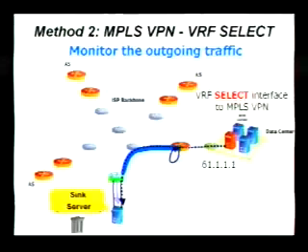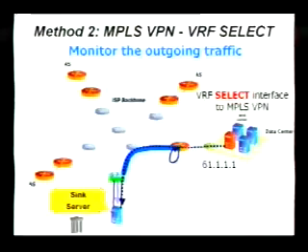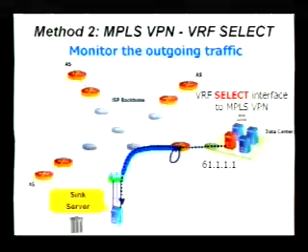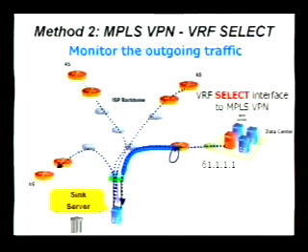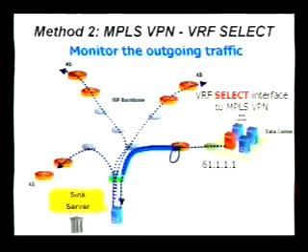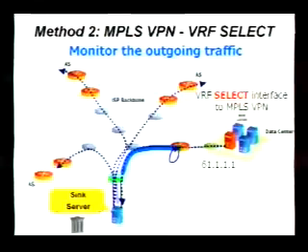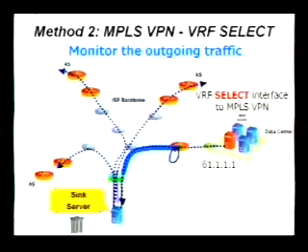So when the traffic comes in the global interface, it passes the list. If it matches, it sends it on the VRF, and it goes back to the sink server, where then it gets sent through and forwarded back as normal IPv4.